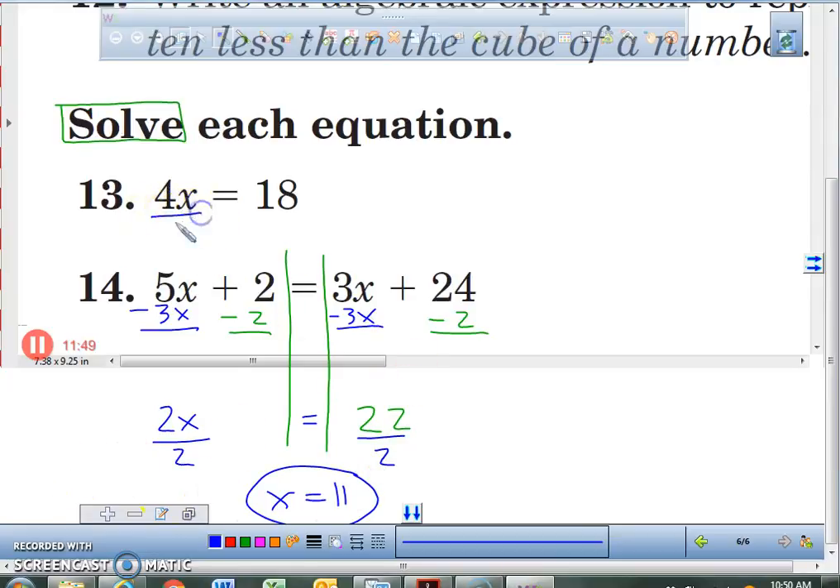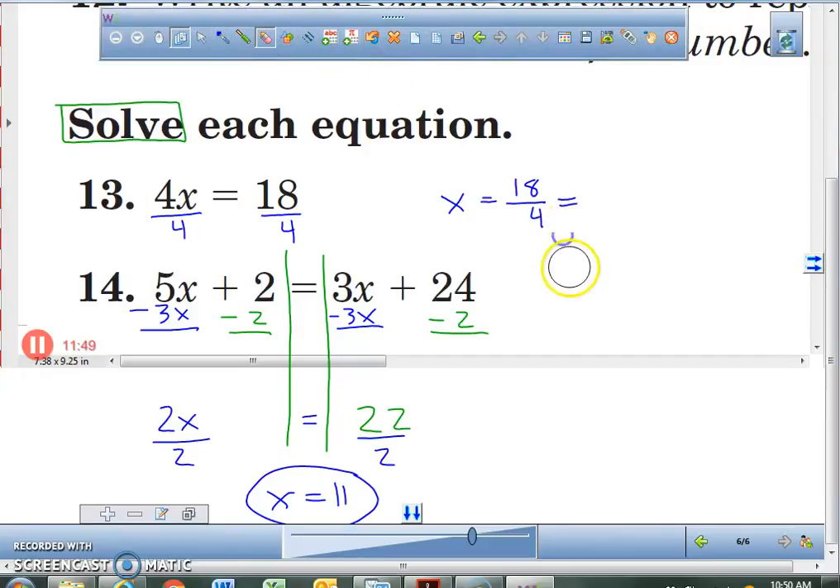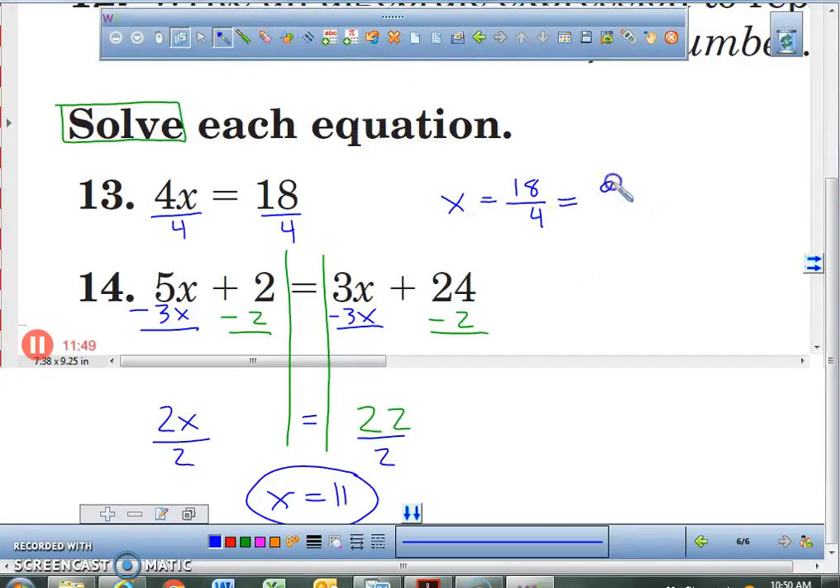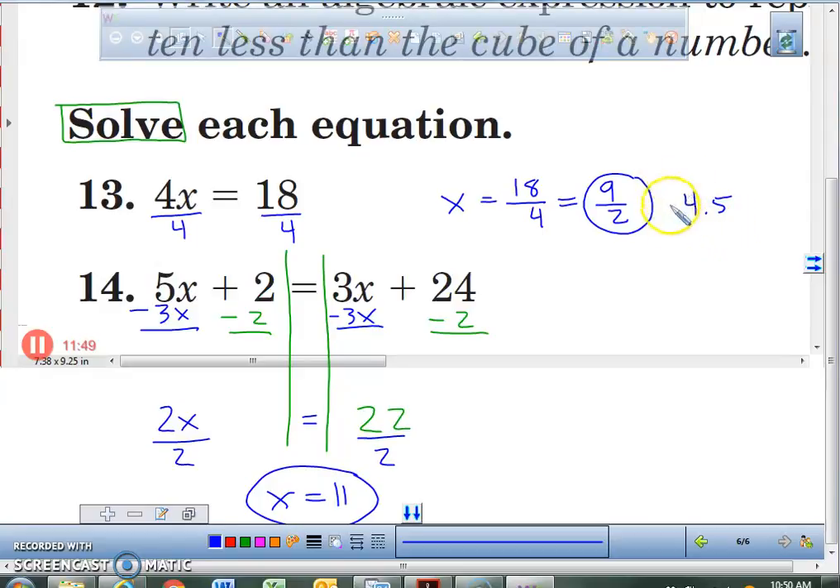Which means on number 13, all you'd have to do is do what? Divide both sides by 4. So you have x equals 18 over 4. But wait, both of those are divisible by 2. So it's 9 over 2. But some of you would probably write 4.5 because you don't speak fraction very well, but you do speak decimal fluently.